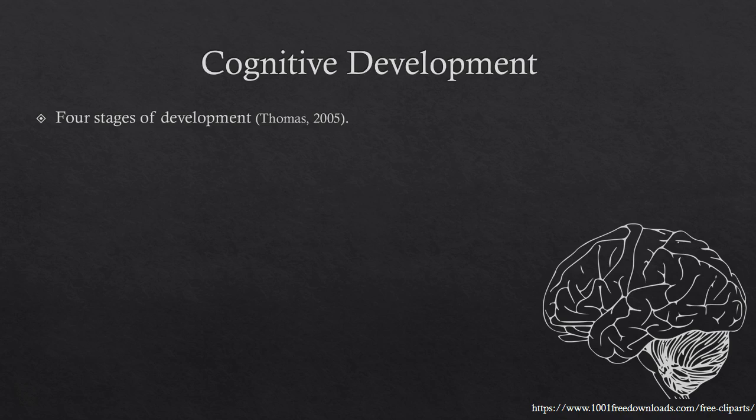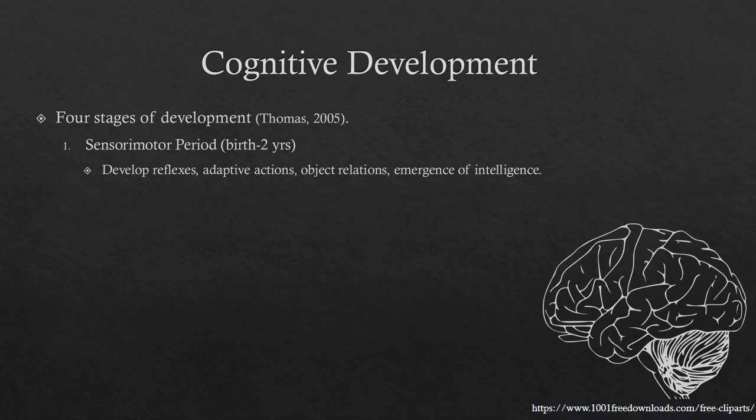So Piaget came up with 4 stages of development. The first was the sensory motor period, which is from birth to about 2 years. And this is when infants are basically developing their reflexes, adaptive reactions, object relations, object permanence, and the very beginning of intelligence is forming. Then pre-operational thought period is from about 2 to 7 years old.